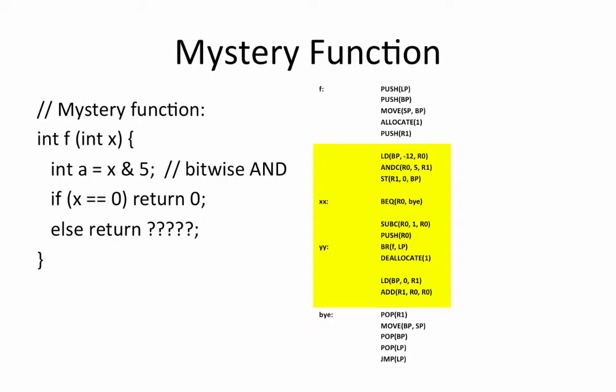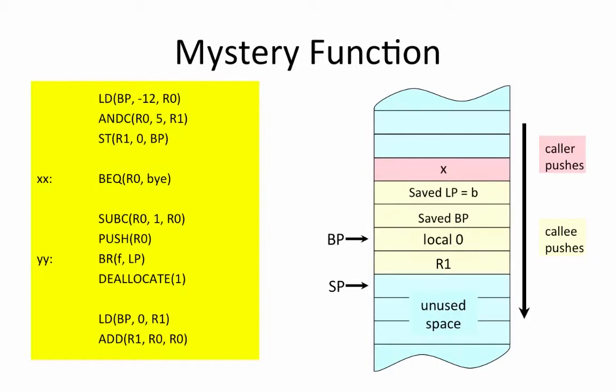We will now try to understand what this mystery function is actually doing by examining the remaining sections of our assembly code highlighted here. Let's zoom into the highlighted code. The LD instruction loads the first argument into register R0. Recall that the first argument can always be found at location BP-12, or in other words, 3 words before the current BP register. This means that the value x is loaded into R0.